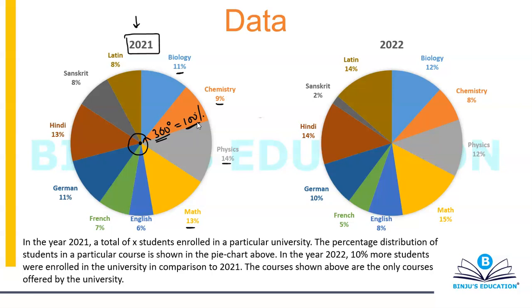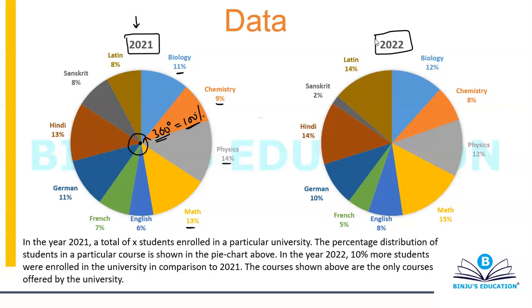All right. Now the one to the right of it consists of again the same subjects, and this is the year 2022. However, the percentages are different. That is, biology is 12%, chemistry is 8%, physics 12, maths 15, English 8, and so on and so forth.